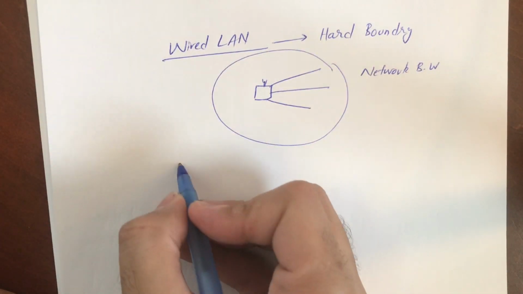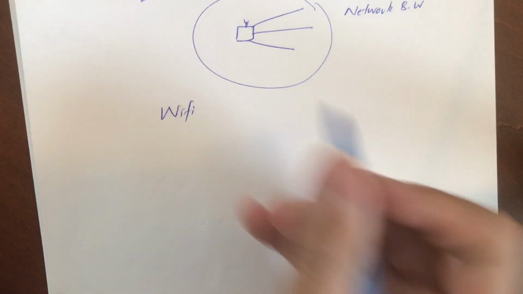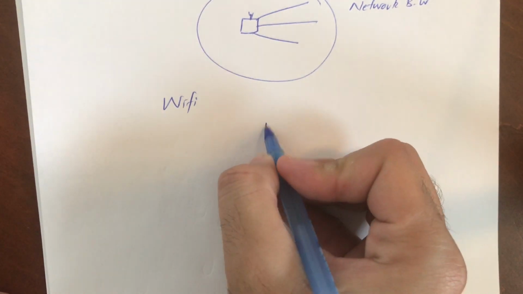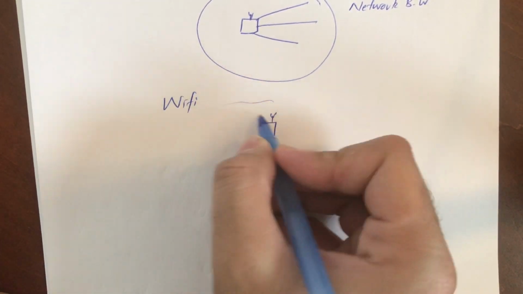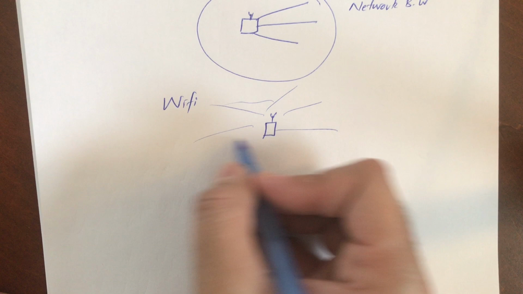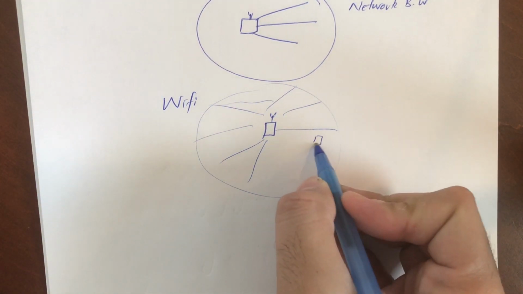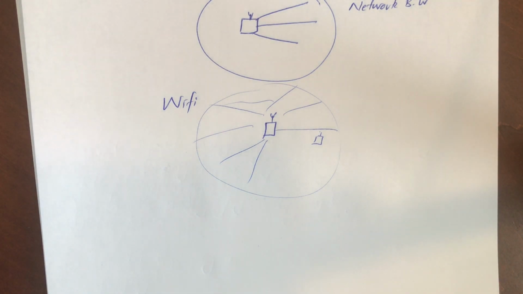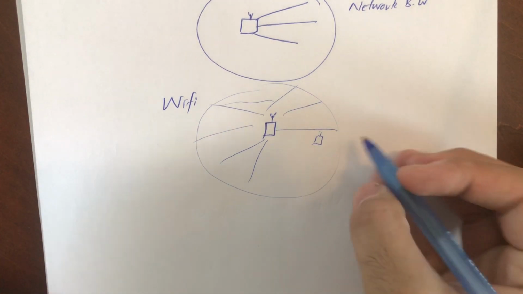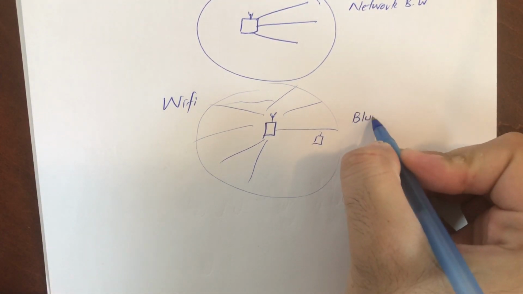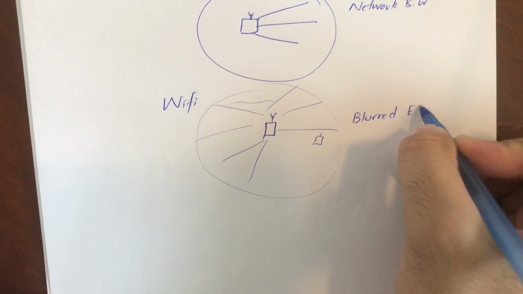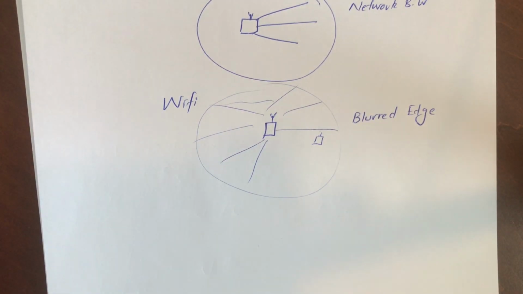But in the case of Wi-Fi, although it's very convenient, the problem is it transmits the signal in all directions. So we don't have any kind of hard edge. Anybody can enter our range. They can get connected with that, and there is a possibility that they can crack the password. We will talk about it. So Wi-Fi actually offers a blurred edge boundary. So we have a blurred edge boundary.